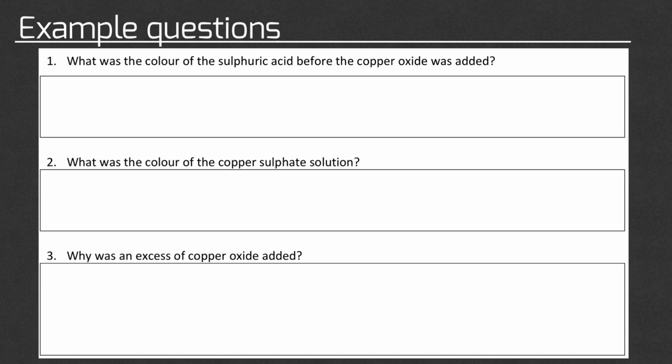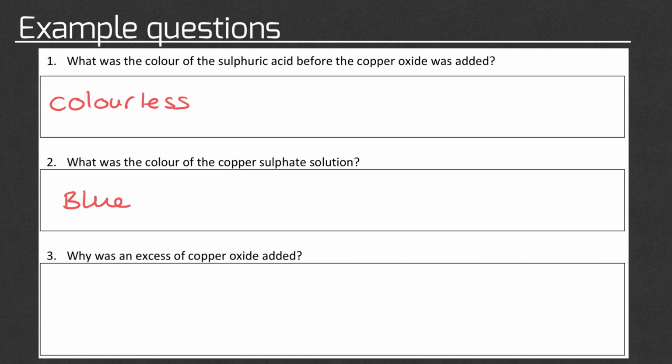The first of these is, what was the colour of the sulfuric acid before the copper oxide was added? The sulfuric acid was colourless. Number 2, what was the colour of the copper sulfate solution? Copper sulfate solution is blue.